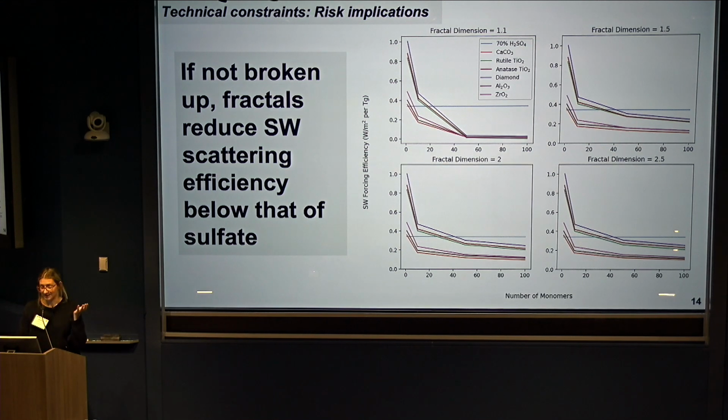Basically, what you see is that as fractals get bigger, you lose a lot of shortwave scattering efficiency, and you eventually lower it below that of sulfate, meaning that those risks potentially could significantly increase. As you would expect, increasing the number of monomers decreases shortwave forcing efficiency, meaning that they're just poorer scatterers, you have more forward scattering with larger size parameters, et cetera. In addition, decreasing fractal dimension, so having less compact fractals, also results in more significant decreases in shortwave forcing efficiency.